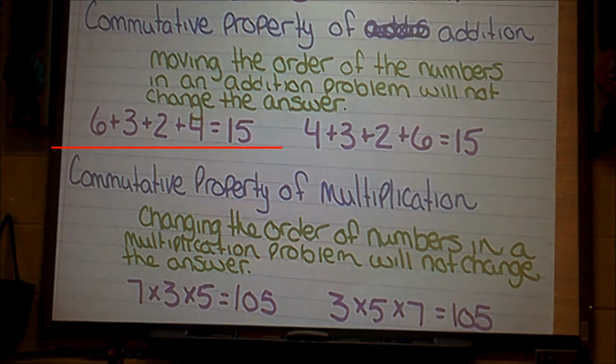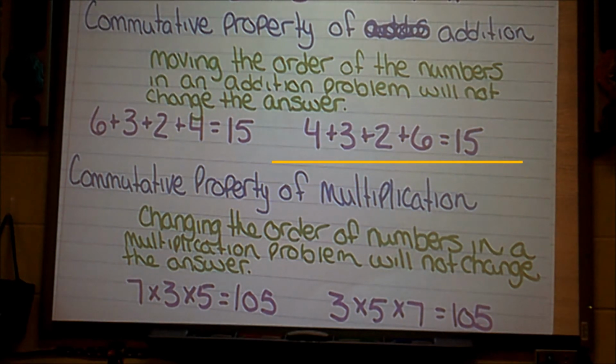So you see there I have 6 plus 3 plus 2 plus 4. Well, 6 plus 3 is 9, plus 2 is 11, plus 4 is 15. So the sum of that is 15. But I can change the order and still get the same answer.